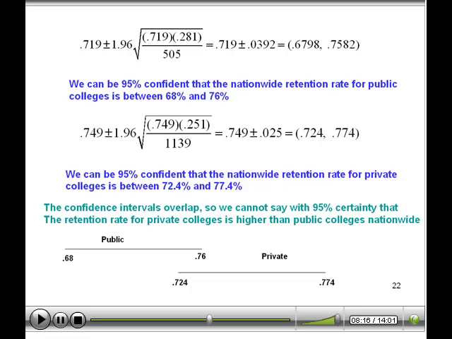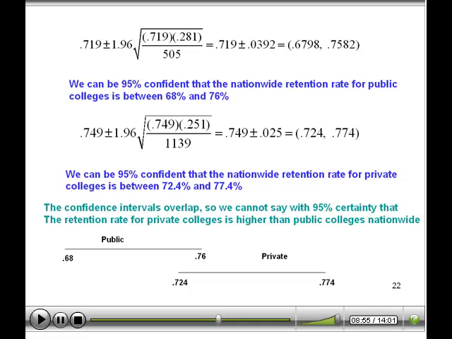We can make individual statements about the retention rates of both groups of students, but what might be even more interesting is to compare the results of this confidence interval analysis. I'd like you to think number line. With 95% confidence, we feel that between 68% and 76% of public college students go on to graduate. So we sketch a labeled number line to represent this.